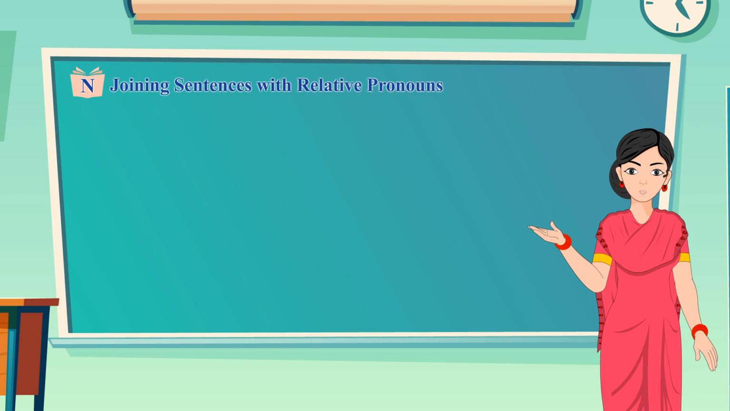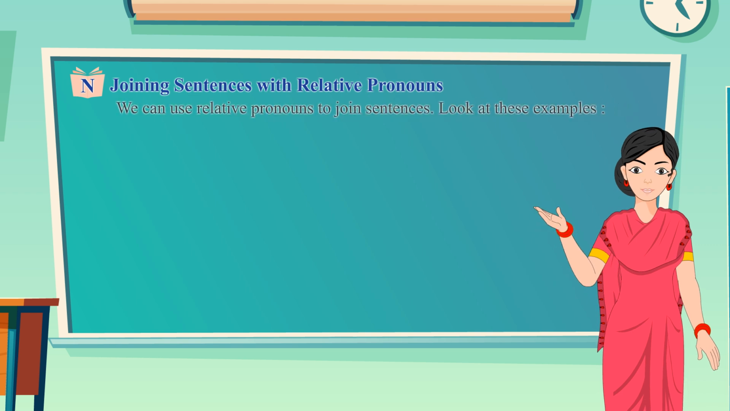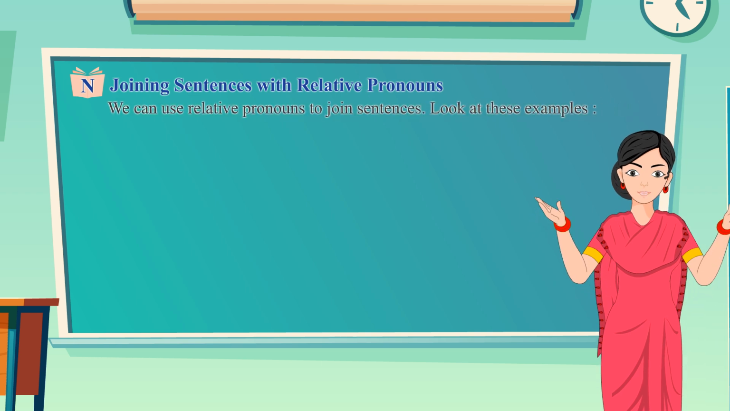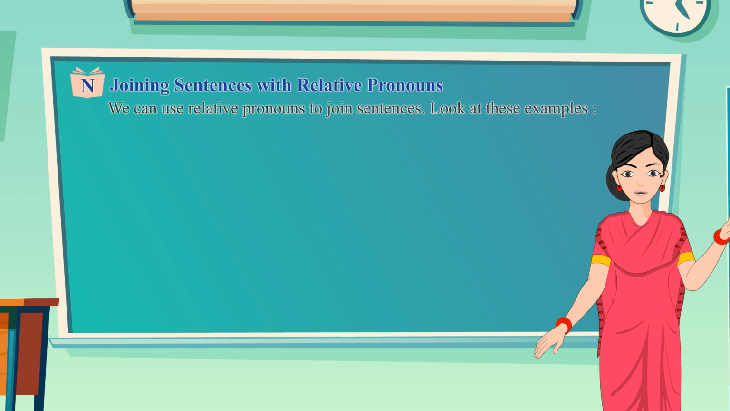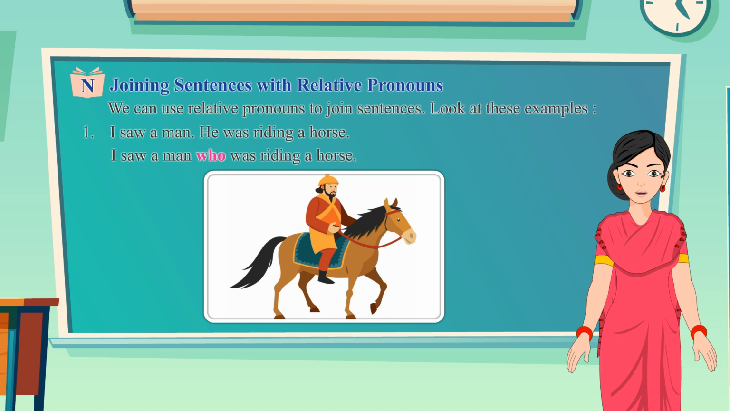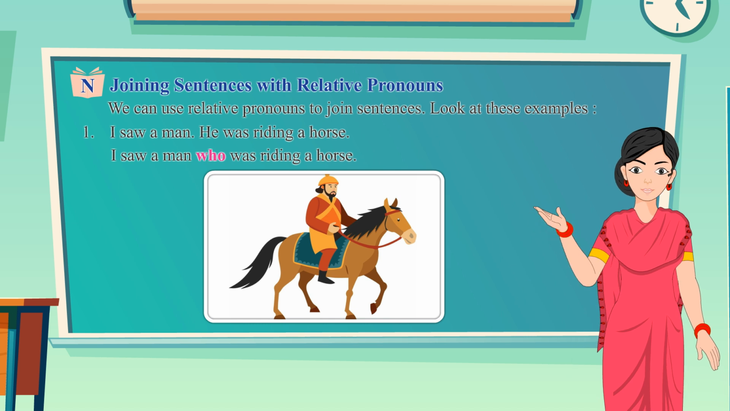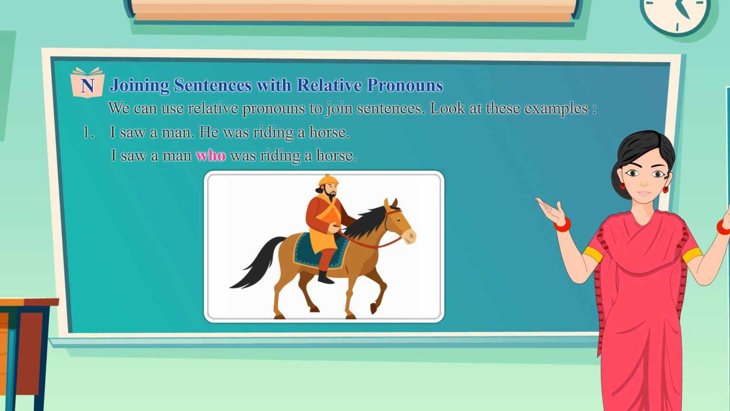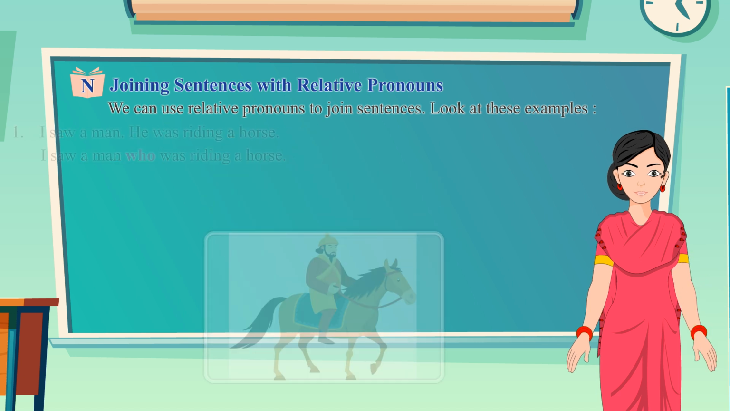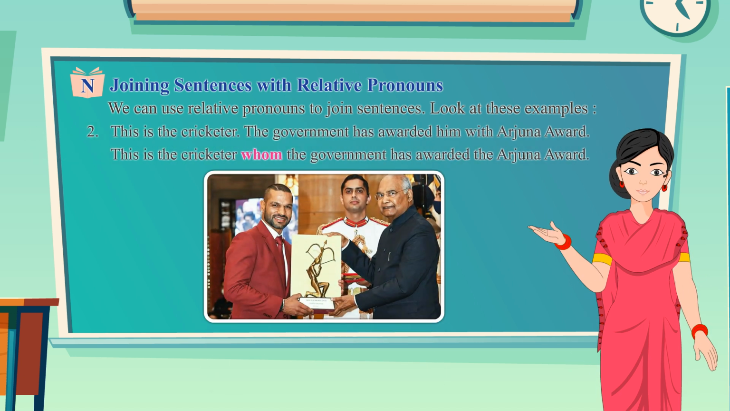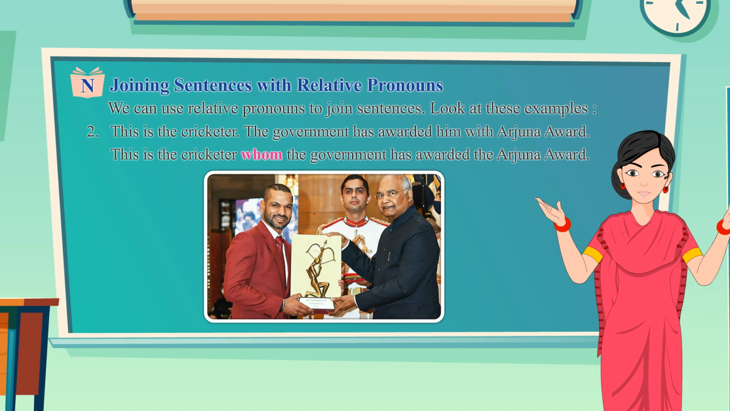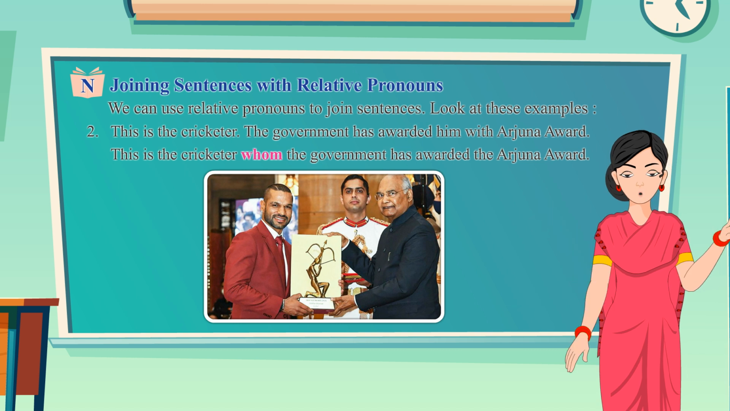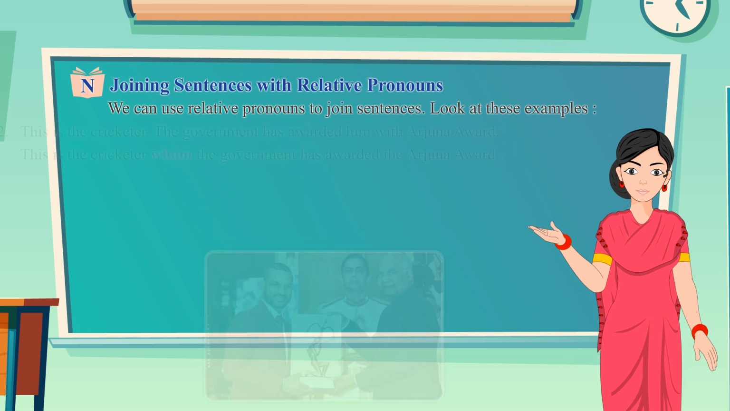Joining sentences with relative pronouns. We can use relative pronouns to join sentences. Look at these examples. 1. I saw a man. He was riding a horse. I saw a man who was riding a horse. 2. This is the cricketer. The government has awarded him the Arjuna Award. This is the cricketer whom the government has awarded the Arjuna Award.